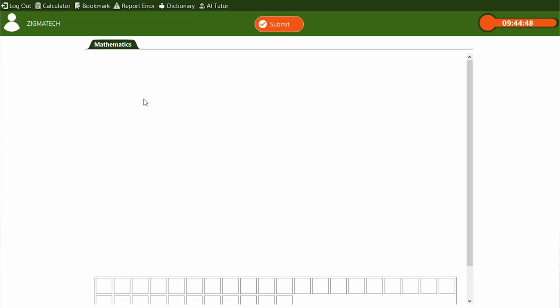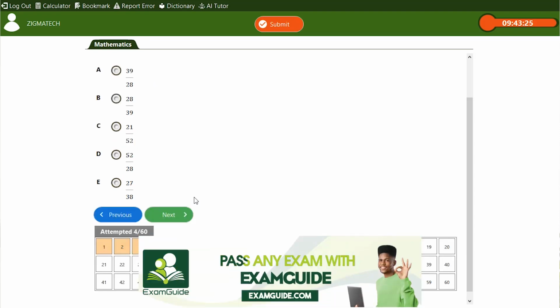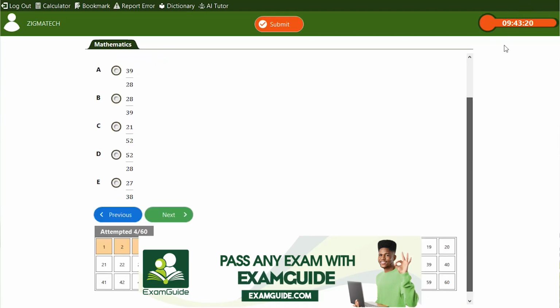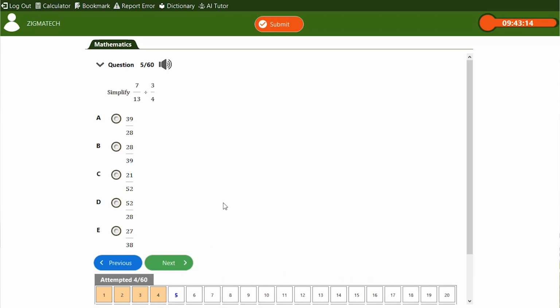All right, so let's move to the next one. Number 5. So let's look at number 5. Number 5 says simplify 7 over 13 divided by 3 over 4.